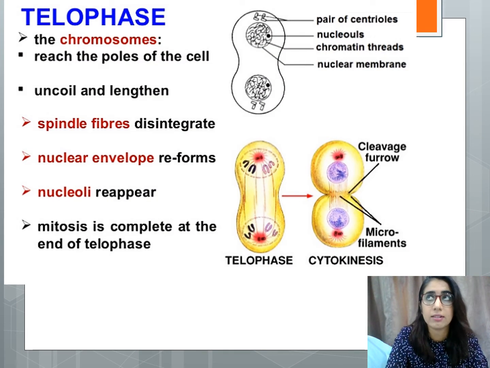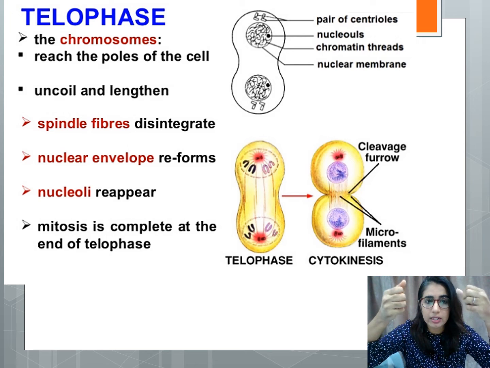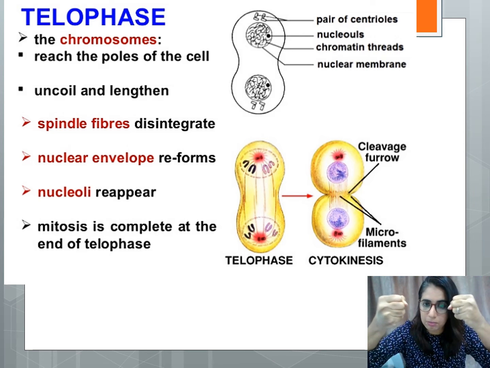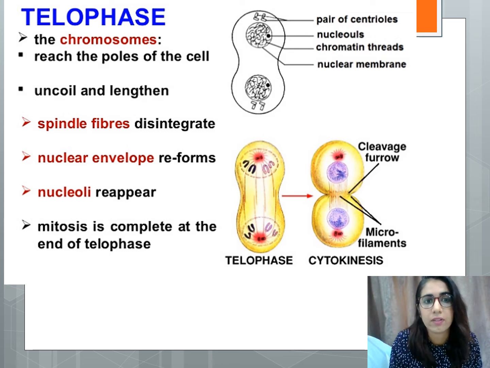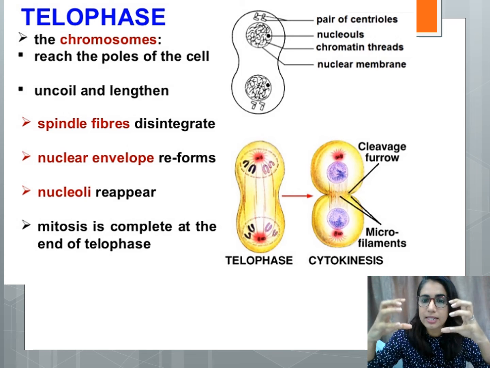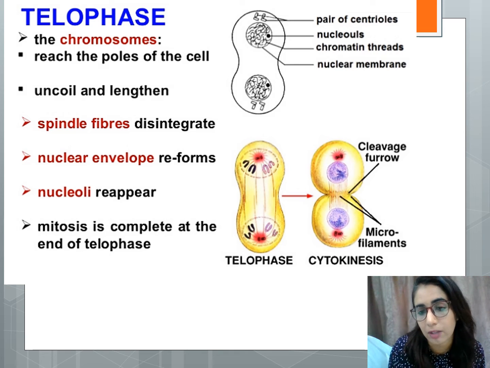So now comes telophase. Telophase is where the chromosomes reach the poles of the cell. Just now anaphase was dividing, and now they have reached the opposite poles, waiting for the cytoplasm to divide. In this phase, the chromosomes are uncoiled and lengthened again. It's like the reverse of prophase. The spindle fibers will then disintegrate, and the nuclear envelope will reform, the nuclei reappear. It's just like prophase, but the cells still haven't divided yet. And mitosis is now completed at the end of telophase.